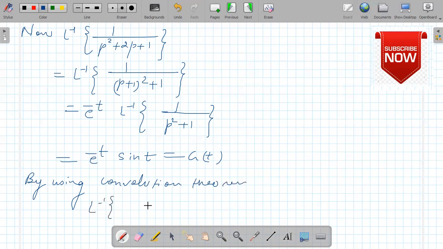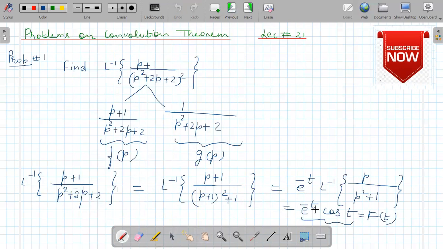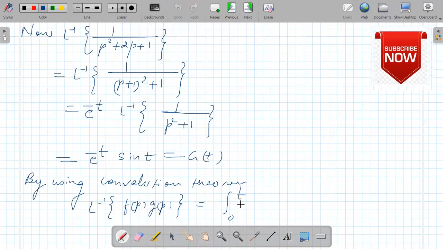So by using the convolution theorem, the Laplace inverse of fp into gp is the integral 0 to t of fu. What is fu? We replace t by u everywhere. So e raised power minus u cos u. Then g of t minus u is obtained by replacing t by t minus u. We'll get e raised power minus (t minus u) sine (t minus u) du.